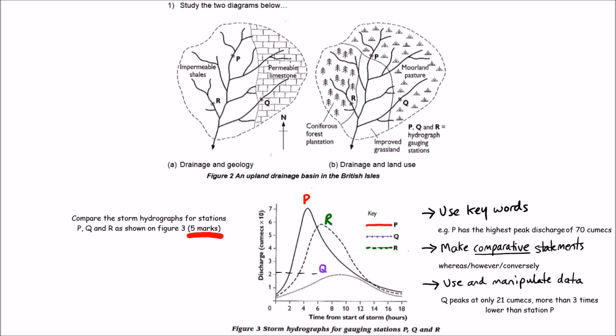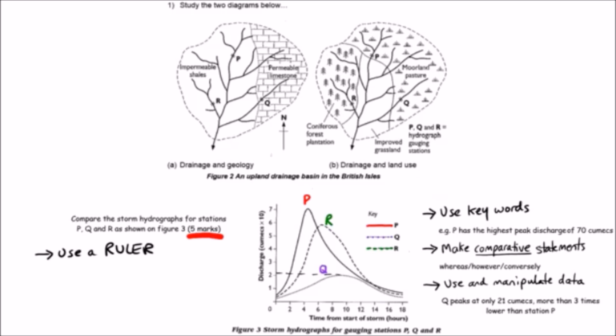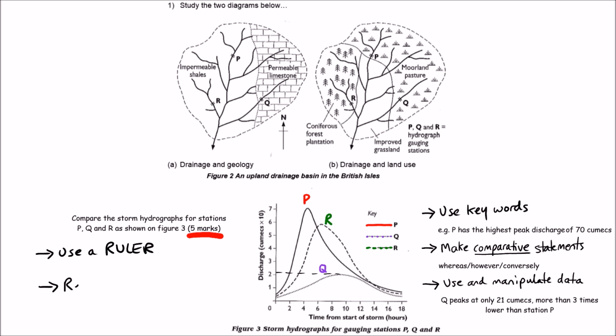When you do read numbers off a graph, make sure that you use a ruler, as the mark scheme can be really picky about accuracy. Finally, you must refer to all 3 lines on the graph to get to level 2.